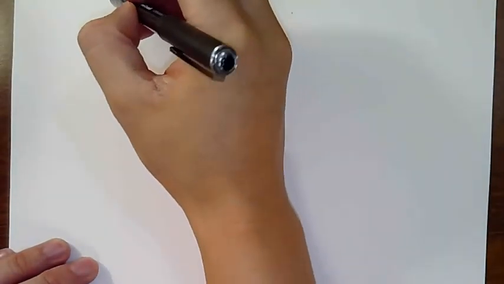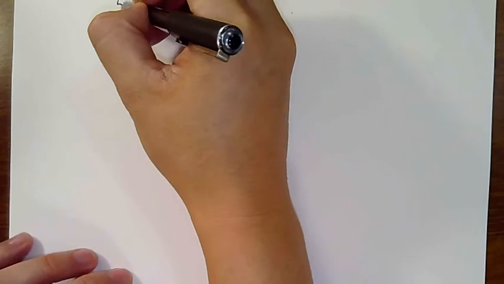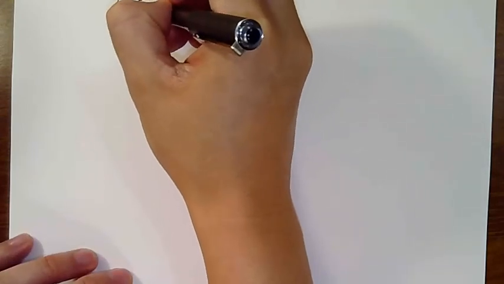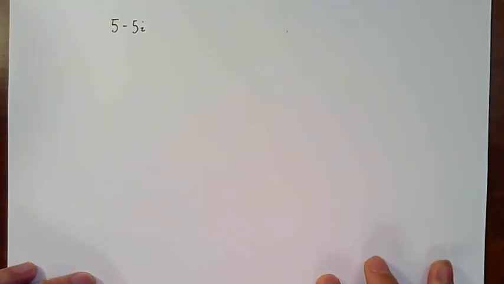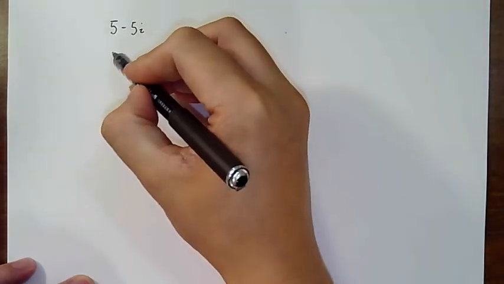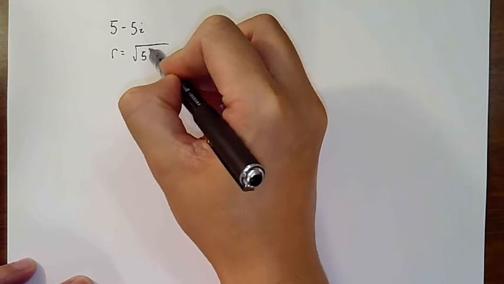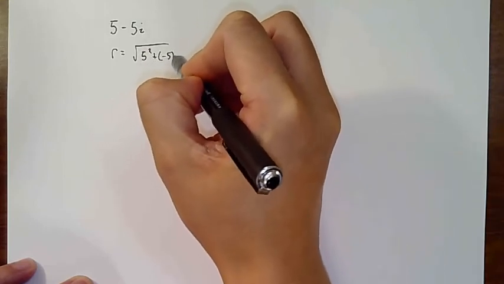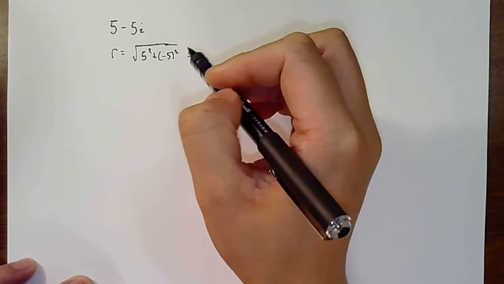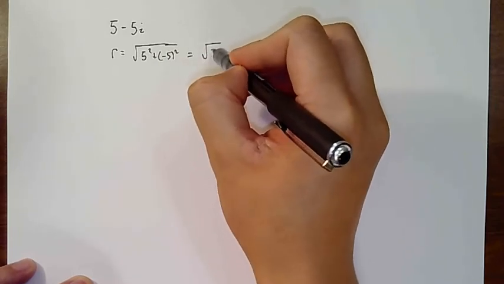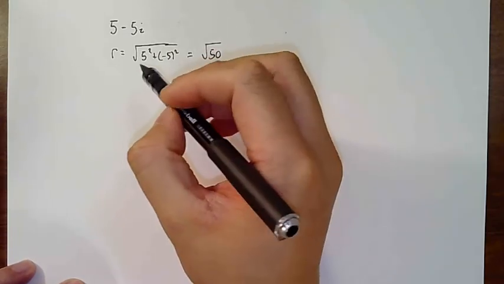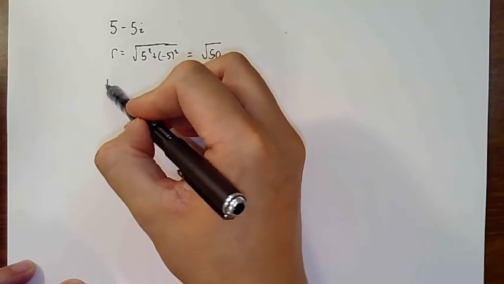All right, last two. Let's do one in quadrant 4. So let's do 5 minus 5i. 5 minus 5i. Let's find r first. R is the square root of 5 squared plus -5 squared, which when you simplify it is just square root 50, which we will leave. It could be simplified a little or reduced, but we're not going to worry about that.